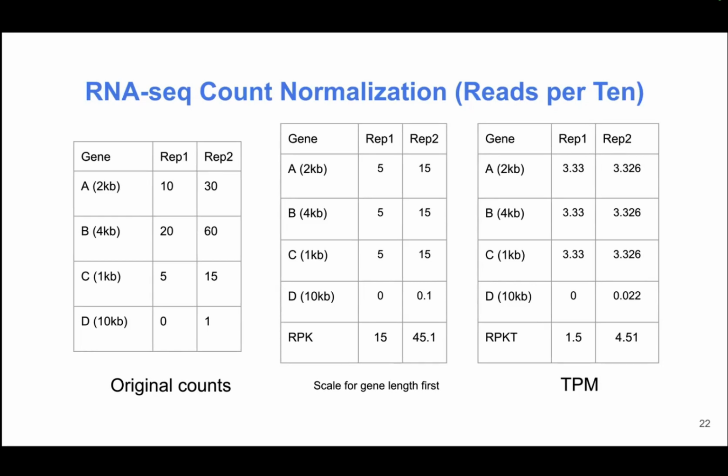So we can see now with TPM, though we did the same steps as RPKM, doing them in this different order has given us different values, which can be useful for our comparisons across these samples or within our replicates as well to see different values of different genes. At this point, TPM is the most standardly used. So this is often what you'll see these normalized counts in.